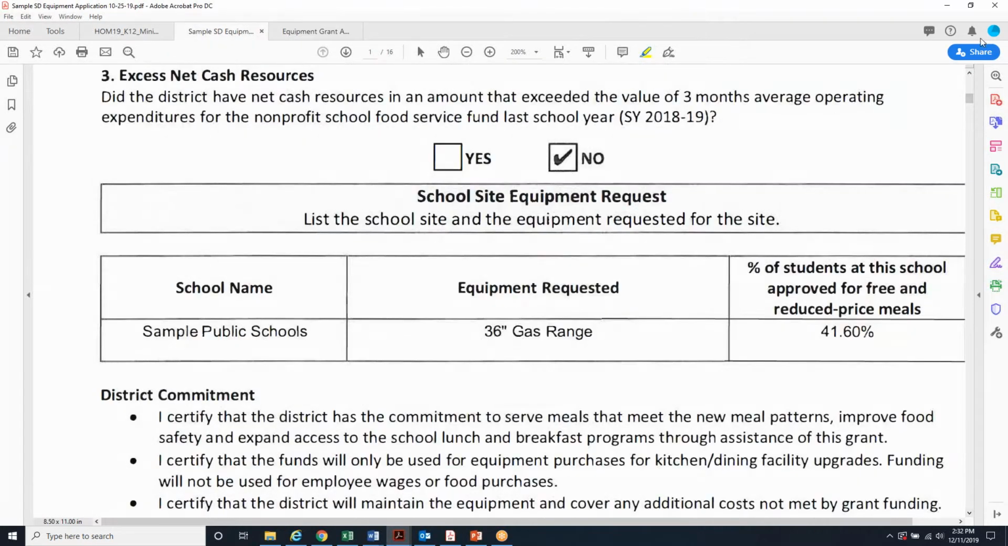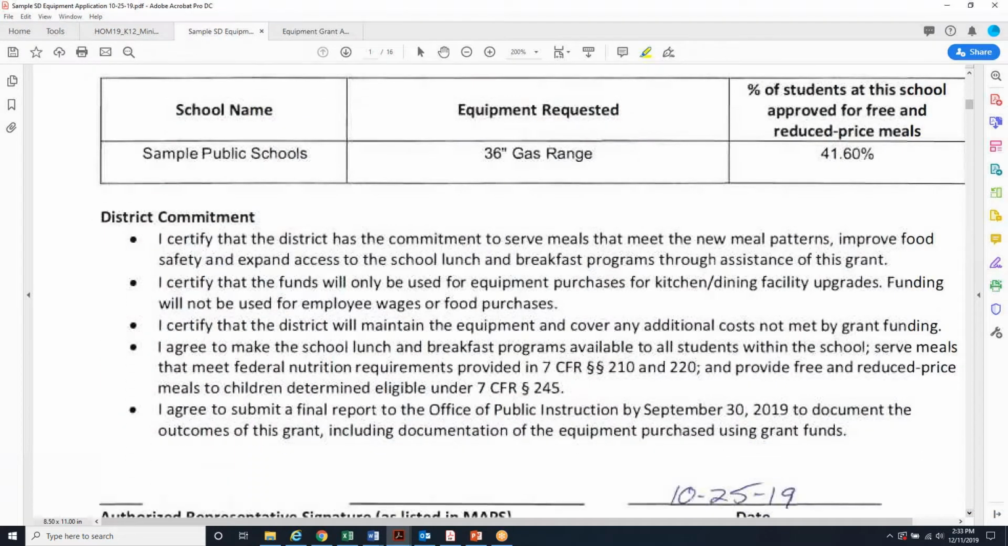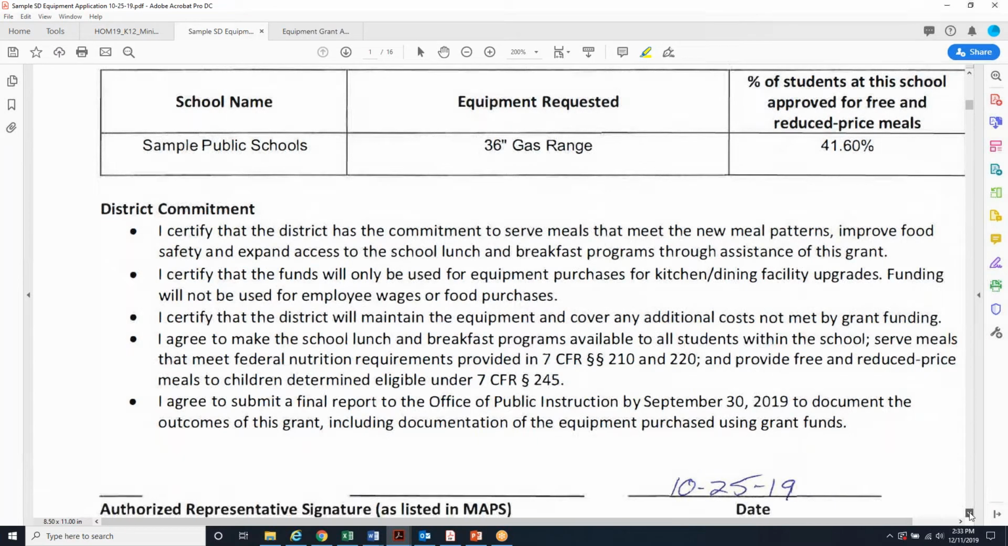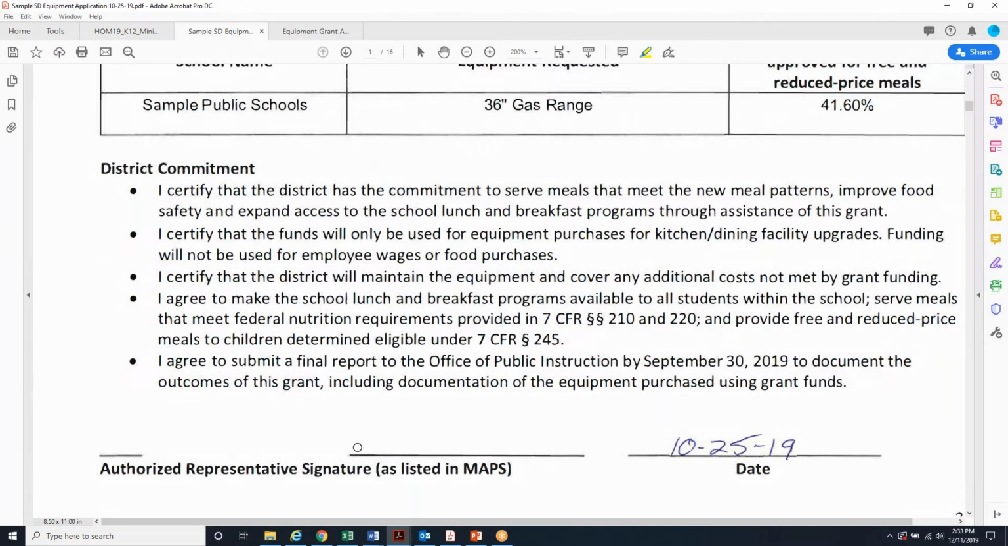And then they go on to answering this information, giving the school name, what they're actually asking for, a 36-inch gas range, and their percentage of free and reduced. So you'll see they are serving about 41% free and reduced. Then what did they forget to do? Did they sign it? You can see they did not, they forgot to sign it. So that's one thing that when we see the rubric, they miss 5 points because they forgot to sign it.